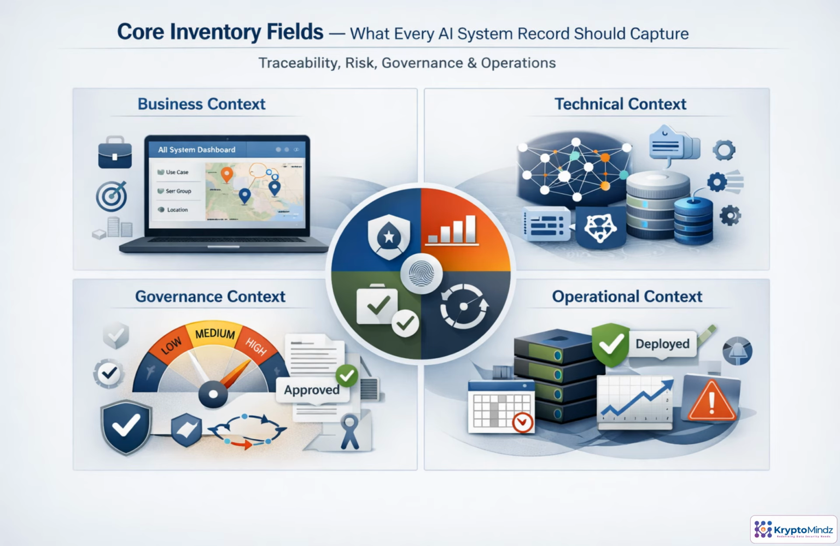Each inventory record should connect 4 contexts. Business context explains why the system exists and who it affects. Technical context shows how it works and what data or integrations it depends on. Governance context records risk, approvals, controls, and accountability. Operational context tracks whether it is live, performing as expected, experiencing incidents, due for review, or ready for retirement.